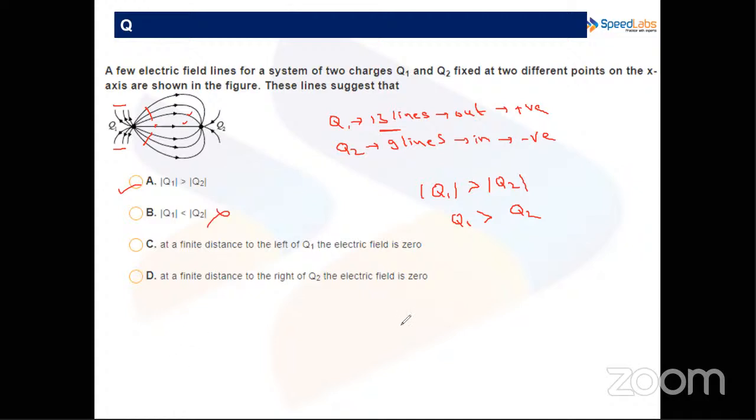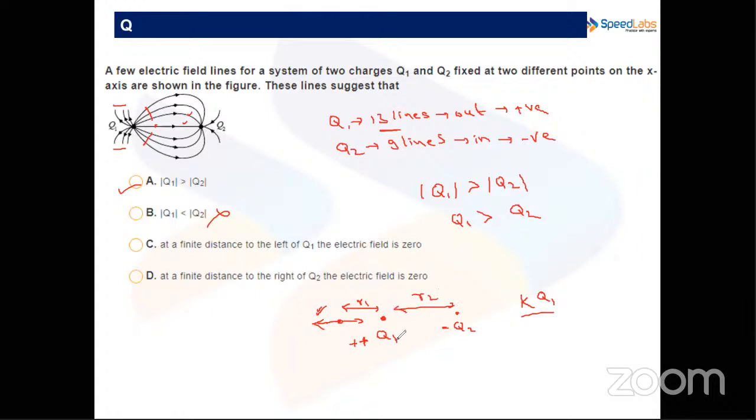So let us say this is Q1. This is Q2. Obviously, this is negative charge. I am not writing minus Q2, that is just implying that this is a minus charge. And this is the more positive charge. Now, at a finite distance to the left of Q1, left of Q1 means over here, the electric field is 0. From positive it is going to be away, from negative it is going to be towards, and the thing is that this one is going to be more because it is KQ by R. So K Q1 by, let's say this distance is R1 and this distance is R2.